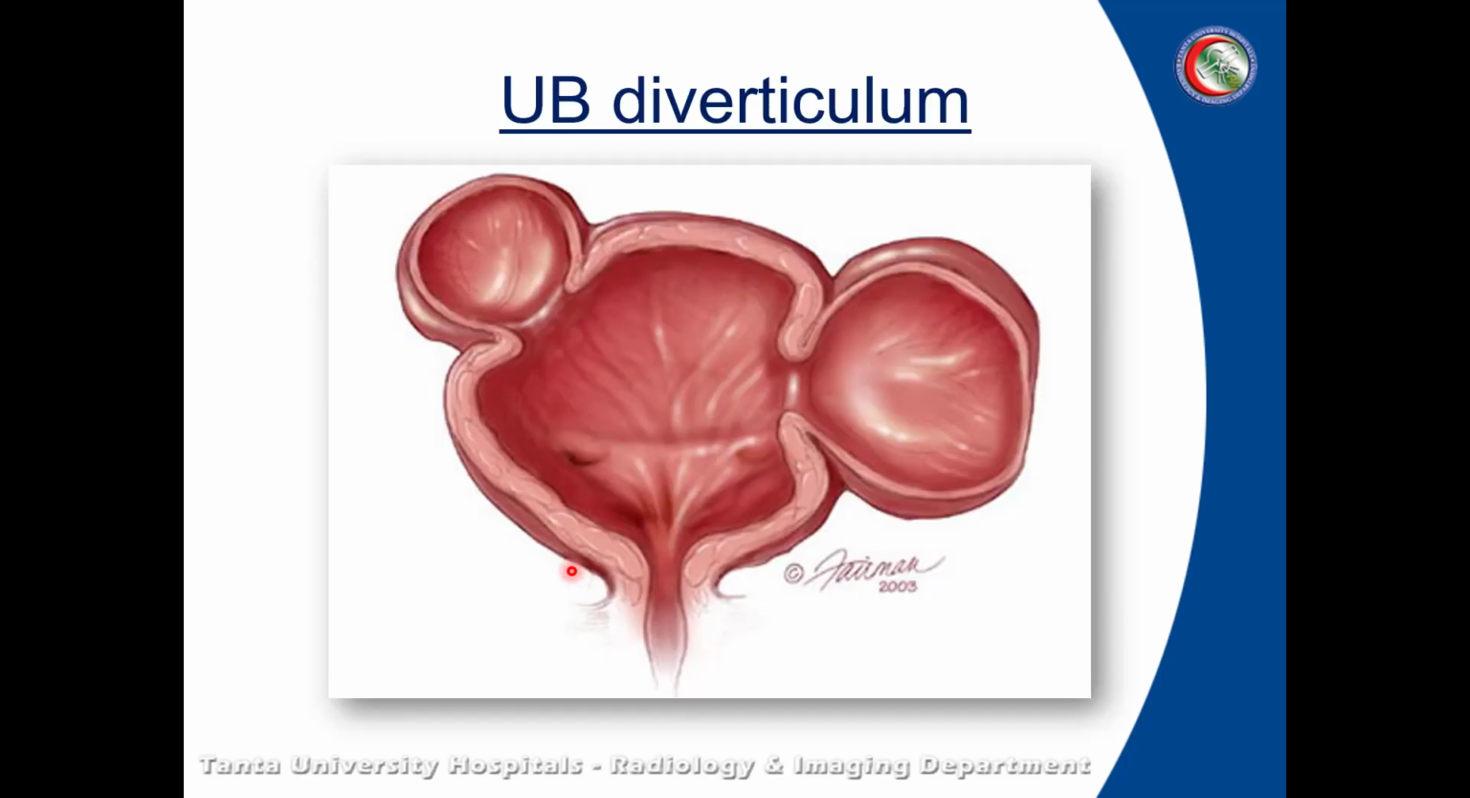Another lesion in the urinary bladder is urinary bladder diverticulum, which is a defect in the muscle layer of the urinary bladder with pouches of its wall. It may have a narrow neck or wide neck, may be variable in size, and may show stones inside.